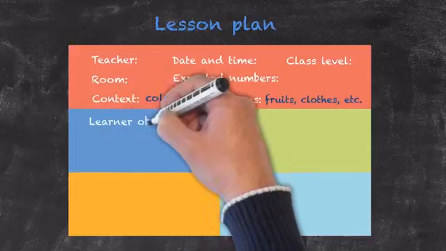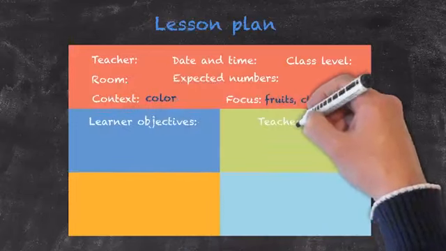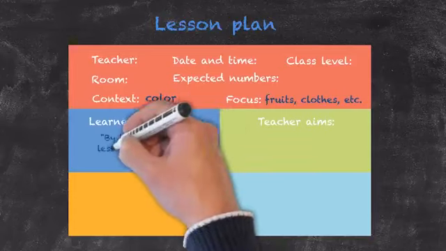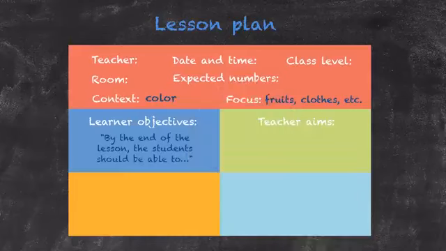Then we have a set of objectives and aims. Here the learner objectives relate to what we're hoping the students are going to be able to do by the end of your lesson. And quite often that can be a useful way of writing out what the objectives are. So we would start the sentence, by the end of the lesson the students should be able to, and then a list of 2, 3 or 4 items that we're expecting the students to be able to do by completing this lesson.